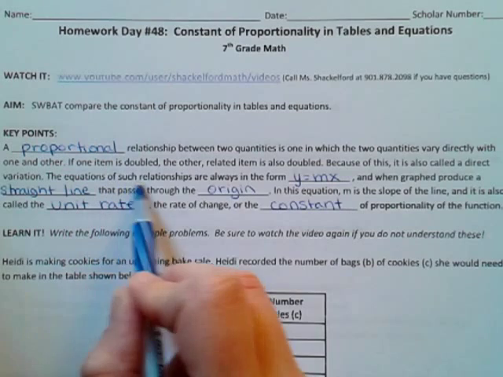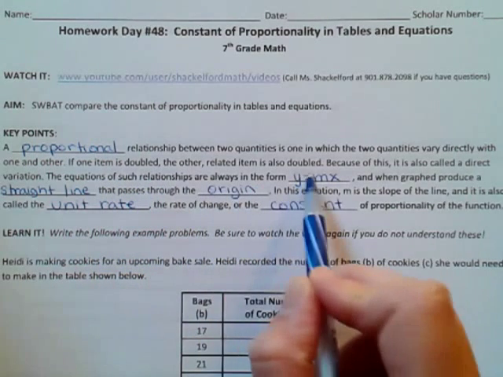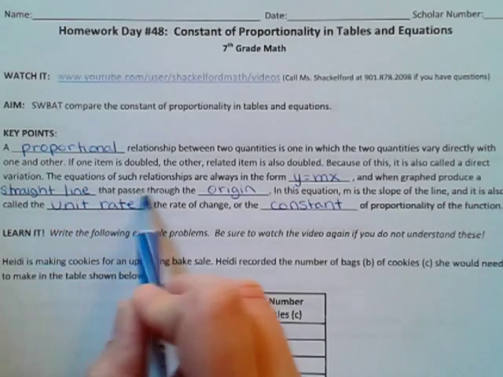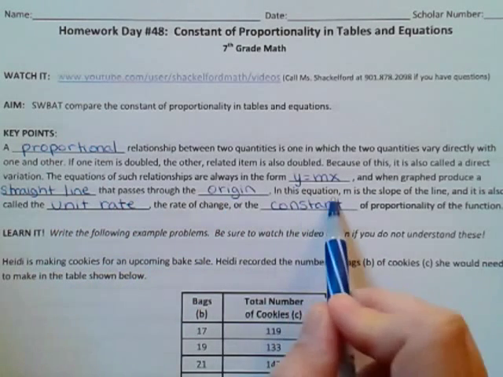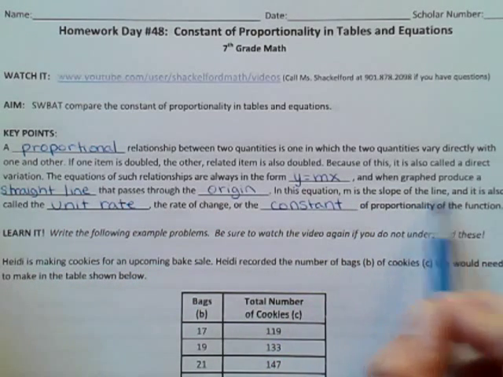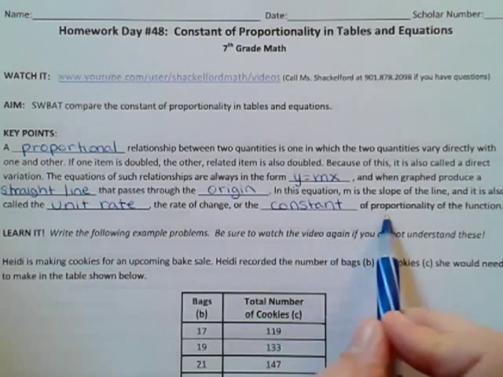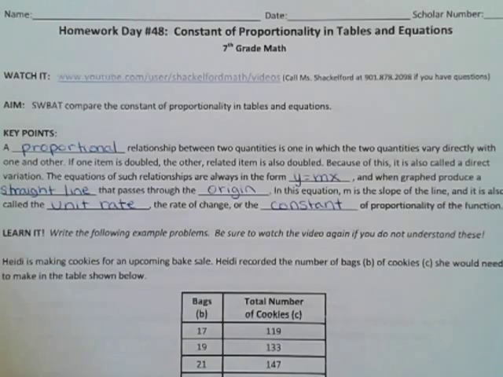Because of this, it is also called a direct variation. The equations of such relationships are always in the form y equals mx, and when graphed, produce a straight line that passes through the origin. In this equation, m is the slope of the line and is also called the unit rate, the rate of change, or the constant of proportionality of the function. So let's look at some examples using tables today.